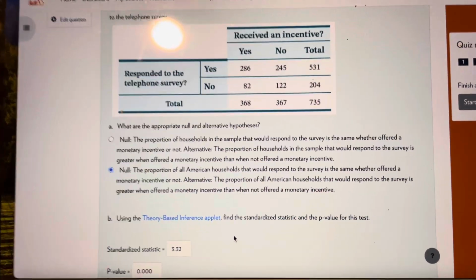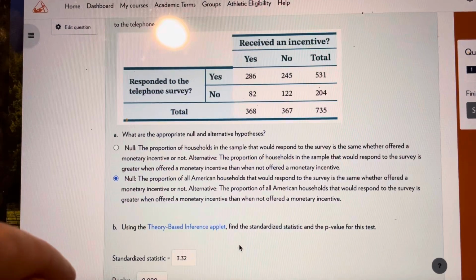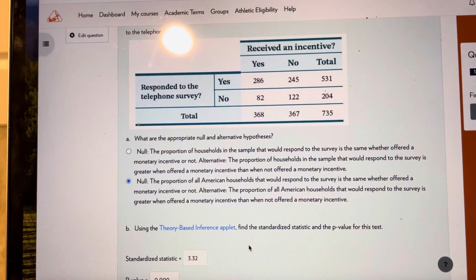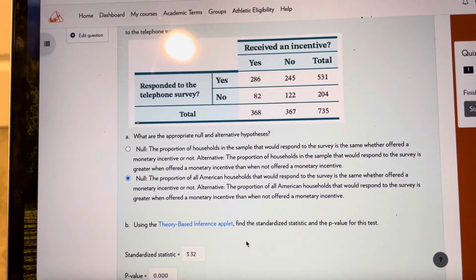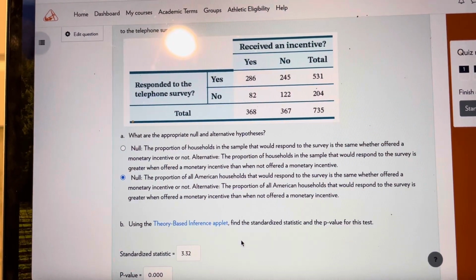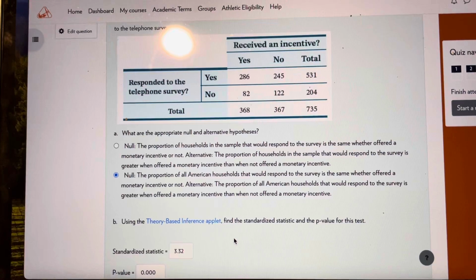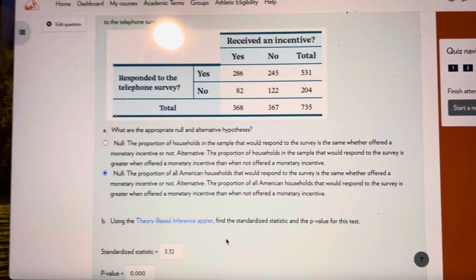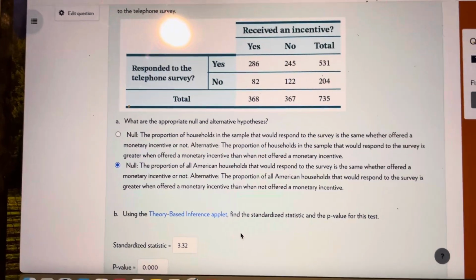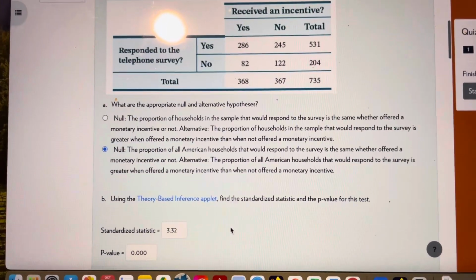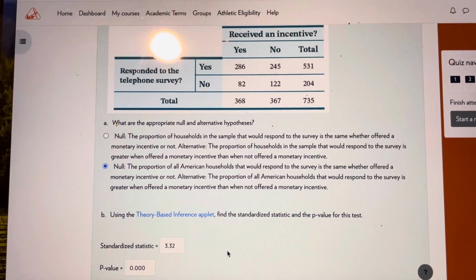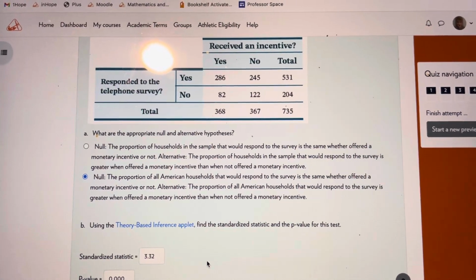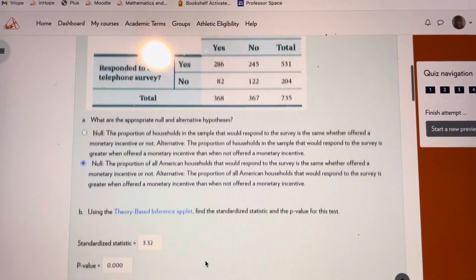So we're going to be looking at the null: all American households would respond to the survey the same when offered a monetary incentive or not. Alternative, the proportion of all Americans. Up here it's talking about the sample. So we want the proportion of all Americans, not the proportion of samples. The sample we use to try and hopefully make implications towards the population.